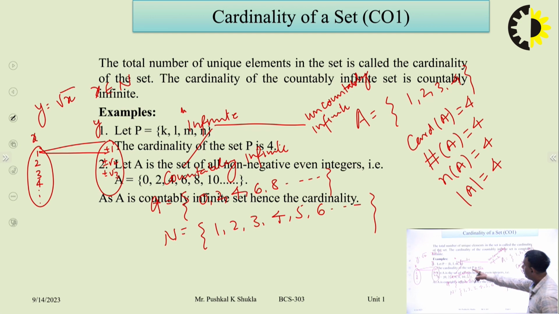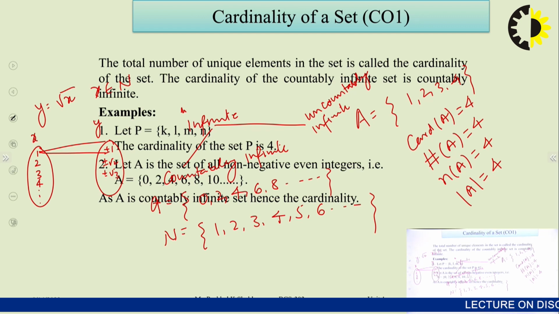The cardinality of P equal to K, L, M, N. So the cardinality of the set P is 4. And let A be the set of all non-negative even integers. So A will be 0, 2, 4, 6, 8 and 10. So this will be countably infinite because we can do one to one correspondence with the natural numbers. So it is the case of the countable infinite. So the cardinality of this set is countably infinite.